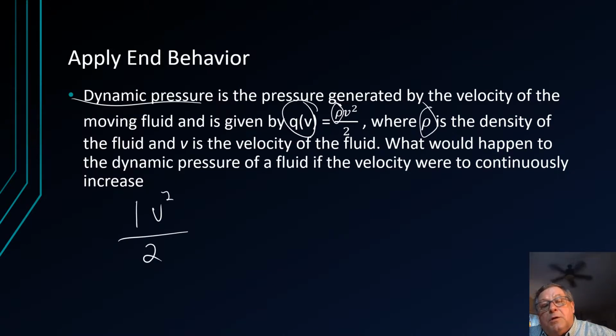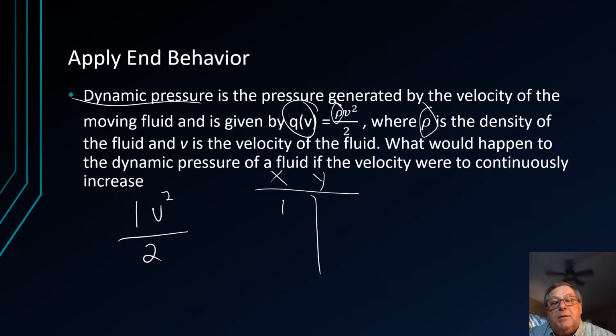And maybe I just want to do a table of values right quick. I've got X and Y. So what if the velocity, I don't know, what if the velocity is 1? X being the velocity, substitute that. Well, 1 squared divided by 2 is 1/2. Well, what if the velocity is 2? Well, 1 times 2 squared, 4 over 2, is 2.